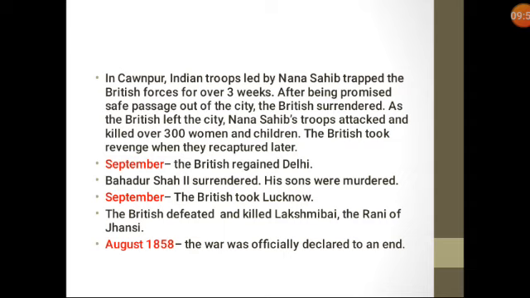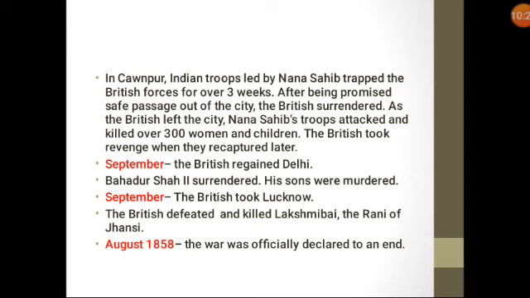The British proved to be so powerful, and later on they took back Delhi in September 1857. Bahadur Shah Zafar was removed, and his sons were murdered. And later on, Bahadur Shah was exiled to Rangoon. In September, Lucknow was again retaken, and after the fall of Lucknow, the main center of opposition was Jhansi.